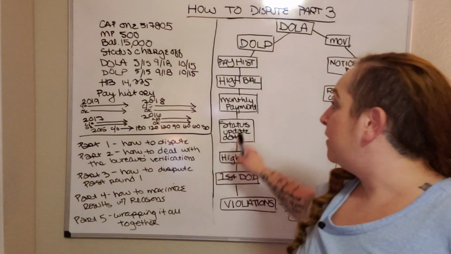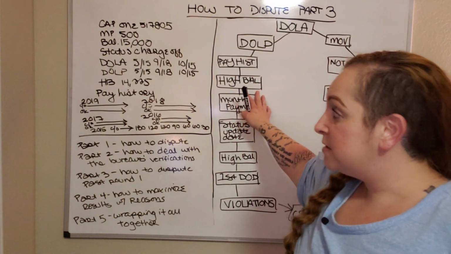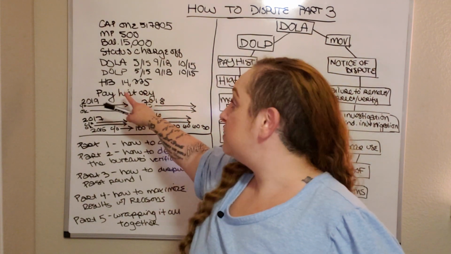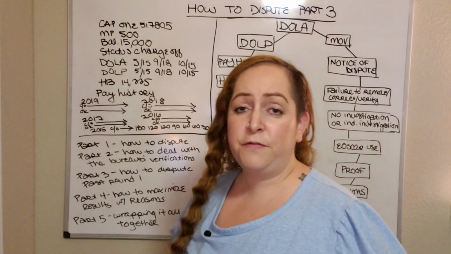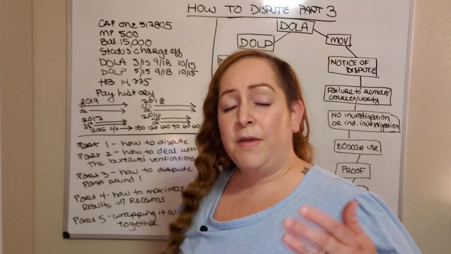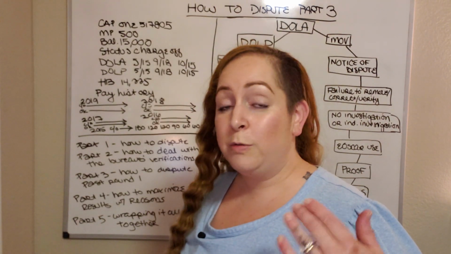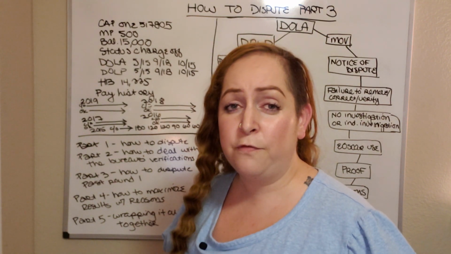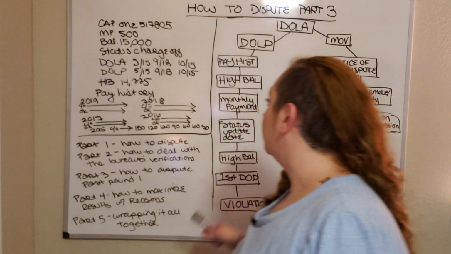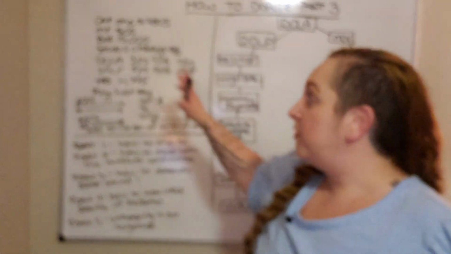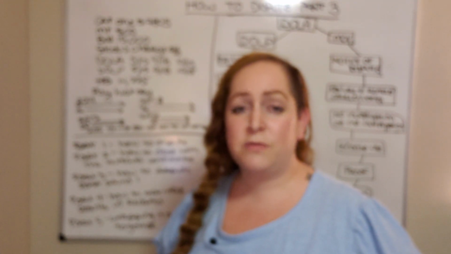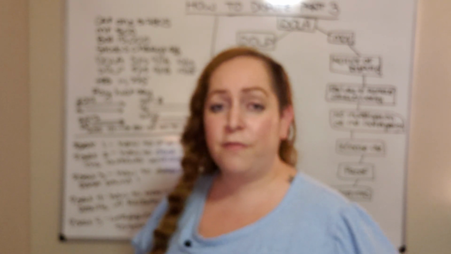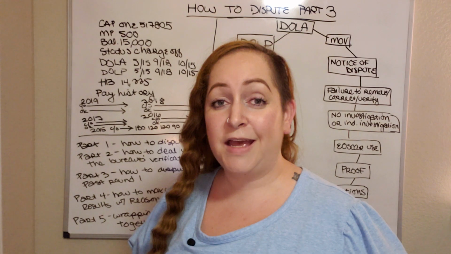Okay, going down to the high balance. This high balance is 14,225, but the balance is 15,000. Because the balance is higher than the high balance, this account needs to be removed for inaccuracy. Monthly payment. The monthly payment of $500 is on a closed account. This account needs to be removed because there should not be a monthly payment on a closed account.